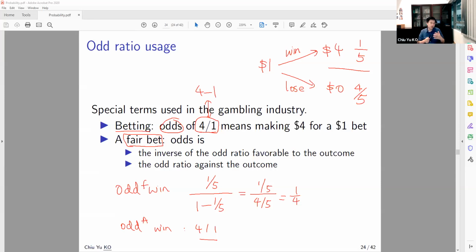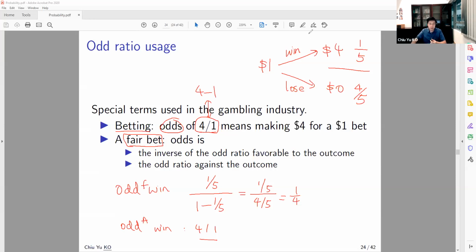Or similarly, look at soccer bets. Look at the odds, and you can try to judge which team people think would win. Same as horse racing or other things. So you can make some judgment. That's how the odds are used. Okay, I hope that's fine.